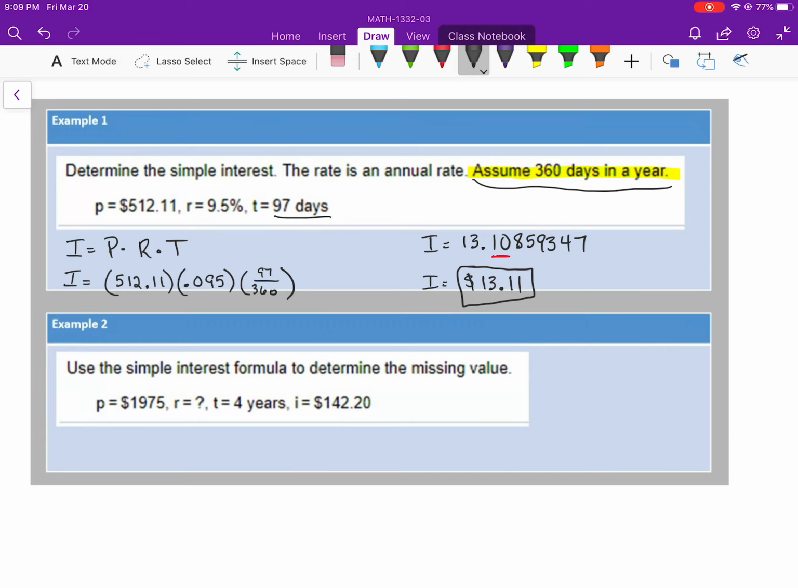All right, example number 2. We use the simple interest formula this time to determine the missing value. Okay, so notice this time we are missing R. So again, let's go ahead and set it up.